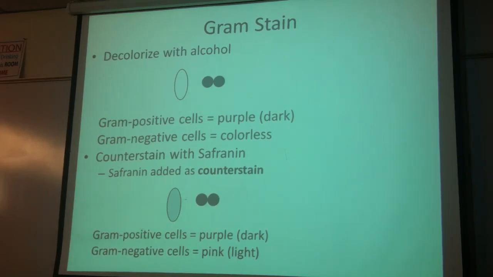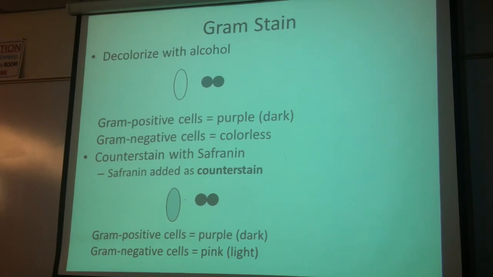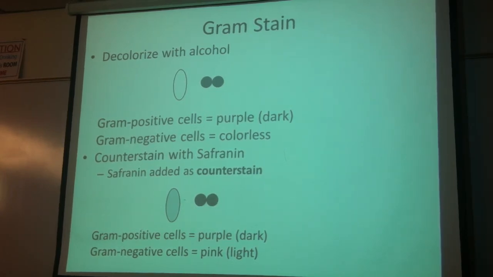Ethanol and acetone are used as a rinse. Gram-positive cells stay purple. What kind of cell wall structure? Thick. Gram-negative cells are colorless at this point. And then you counterstain. Flood the smear with the counterstain. Now your gram-positive cells are all purple, and gram-negative cells are now light pink.